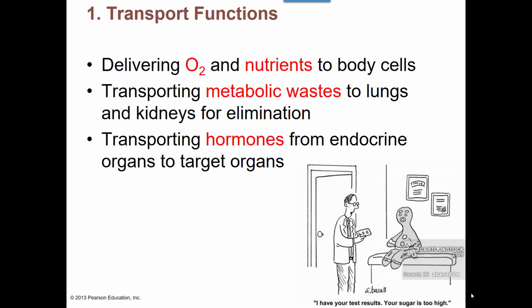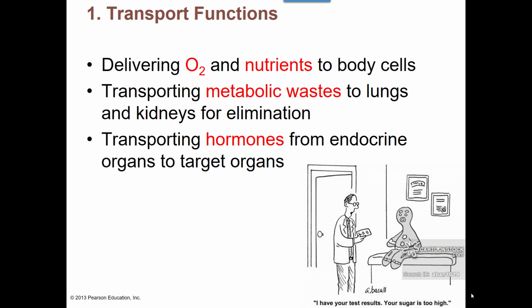Now, the transport functions. Well, it transports and delivers oxygen and nutrients to the body cells. It can transport metabolic waste like carbon dioxide to the lungs when you're breathing out. It can also transport other types of waste, like nitrogenous waste, to the kidneys for elimination each time you urinate. And it can also transport hormones from the endocrine organs to any target organs that they need to go to.